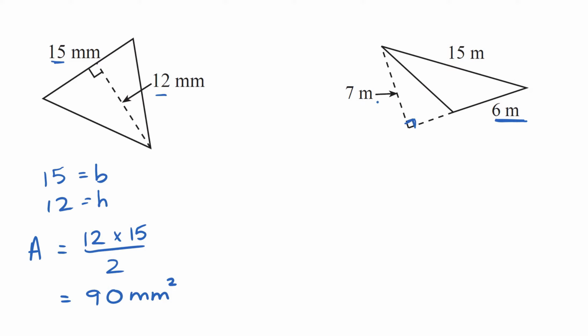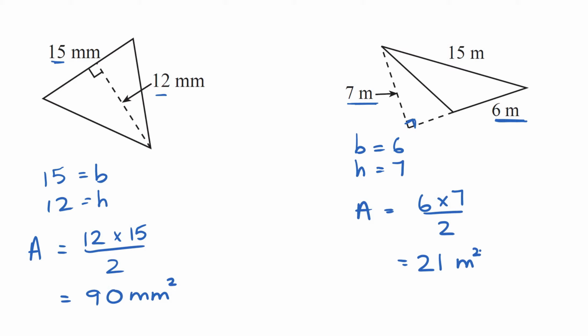Remember, the base and the height have to be perpendicular to each other. So the height of that triangle is actually 7 meters, even though that's not actually the length of any of the sides. Okay? So remember, base and height must be perpendicular. So again, here I've got my base is 6 meters and my height is 7 meters. So my area is going to be 6 times 7 divided by 2. Okay, 6 times 7 is 42, divided by 2 gives me 21 meters squared.